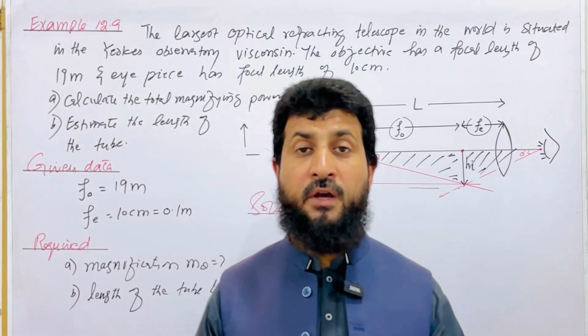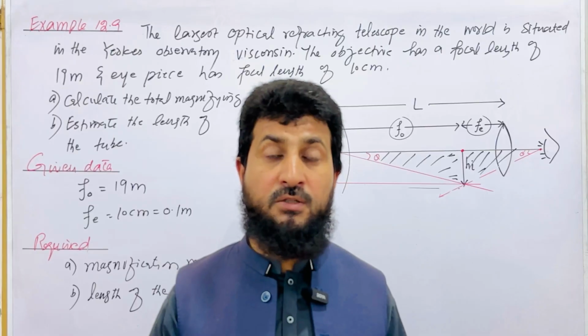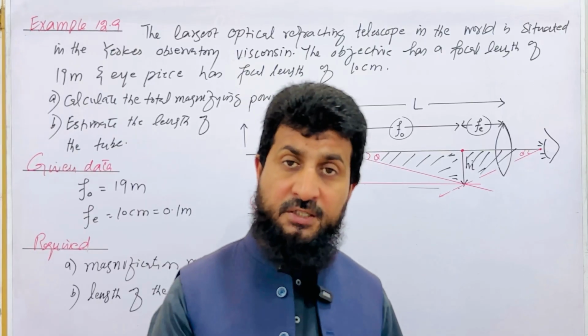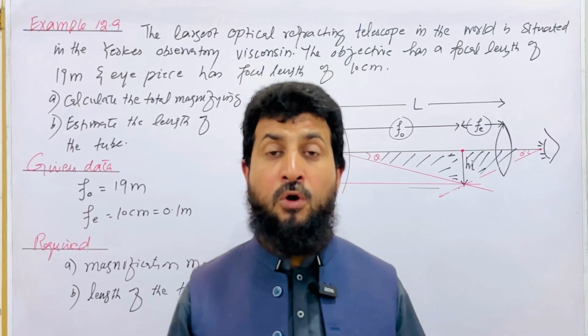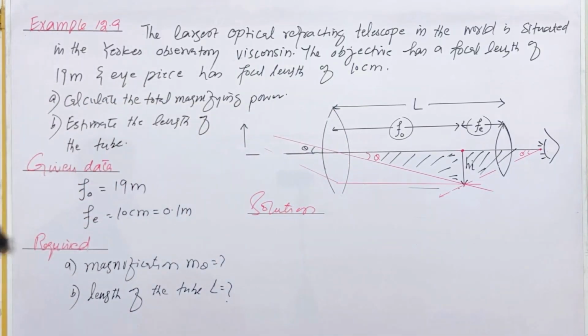Assalamu alaikum students. Today we are going to solve two numerical questions, two practice problems related to a topic refracting telescope. How to find the magnification of the refracting telescope and how to find the length of the tube of the refracting telescope. So example 12.9. The largest optical refracting telescope in the world is situated in Yerkes Observatory, Wisconsin. The objective has a focal length of 19 meter and eyepiece has a focal length of 10 centimeter. Calculate the total magnifying power, means the magnification of this telescope, and estimate the length of the tube.